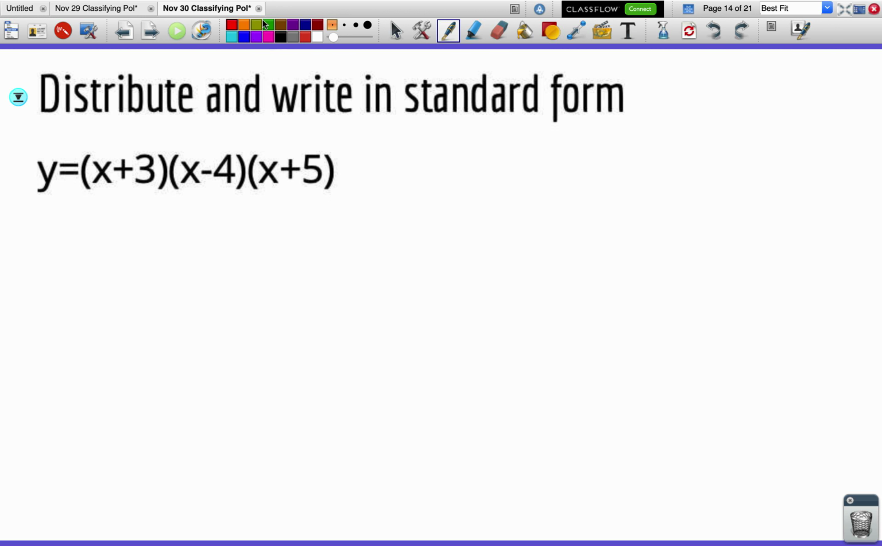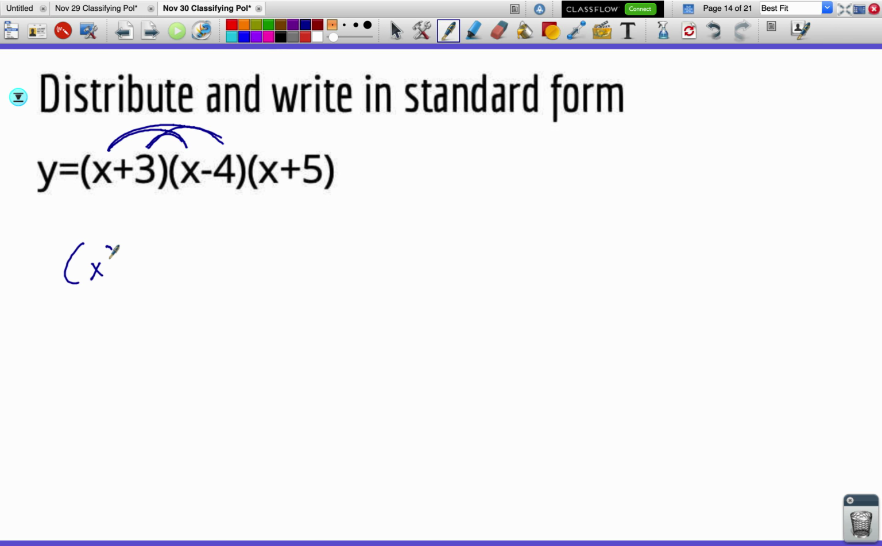Now you can go the other direction, starting with factored form and going back to standard form. Standard form is when we get rid of all the parentheses and we write it in order of descending exponent. So if I need to convert back to standard form, I'm just doing distribution. A binomial to a binomial, we need to FOIL that. So first, outside, inside, last.